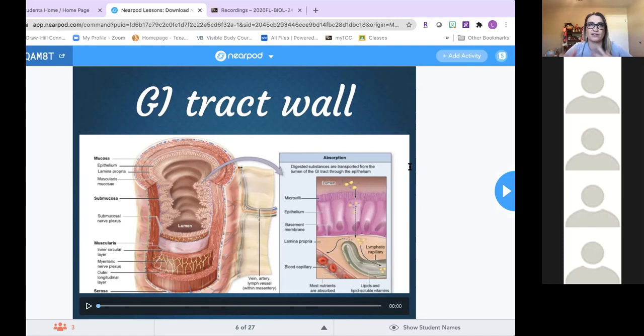Adventitia and serosa are both going to contain collagen fibers and elastic fibers, and they're rich in areolar connective tissue, but serosa is going to be completely covered by visceral peritoneum, and adventitia is not. So the only difference between the two is whether they're completely covered by the visceral peritoneum or not. Okay, so it doesn't say adventitia here on this one. It says serosa there, but again, the difference is whether they're covered by the peritoneum or not.